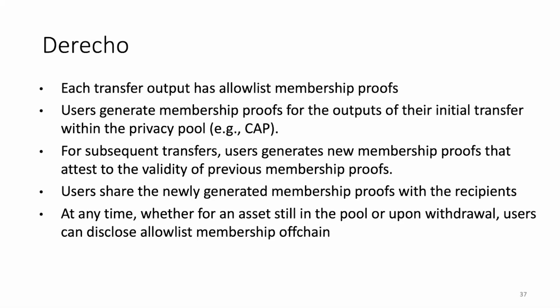And so that's the idea. Every transfer output has an allow list membership proof. Users can generate these membership proofs for the outputs, so this could be integrated with CAP, for example. For subsequent transfers, users generate new membership proofs that attest to the validity of the previous ones. And users can share these newly generated membership proofs with recipients at any time. At a high level, this is just a simple application of proof carrying data.